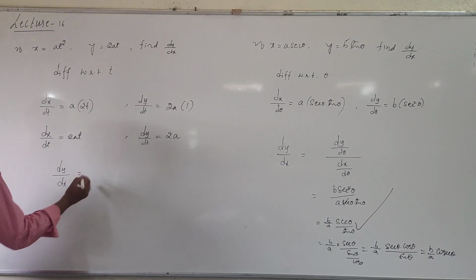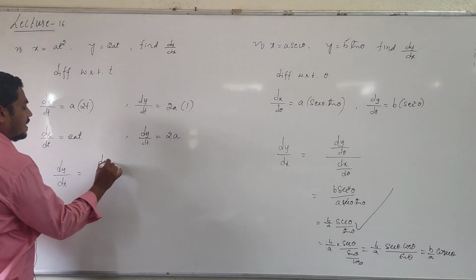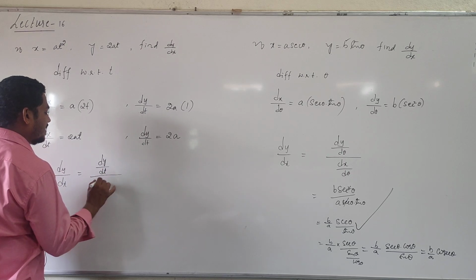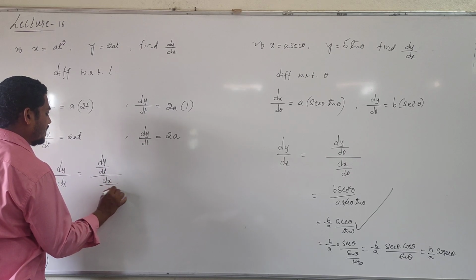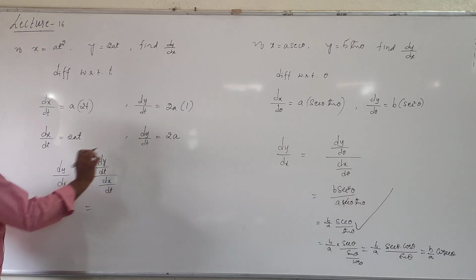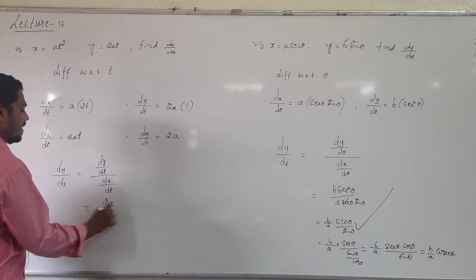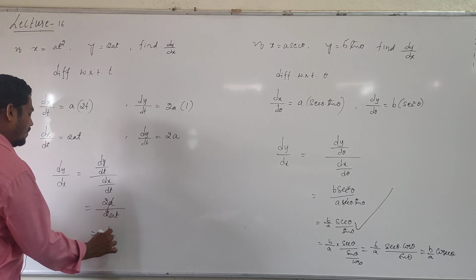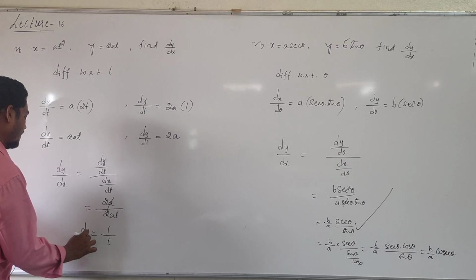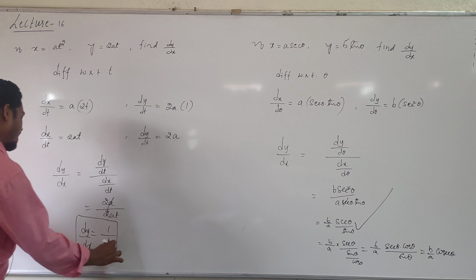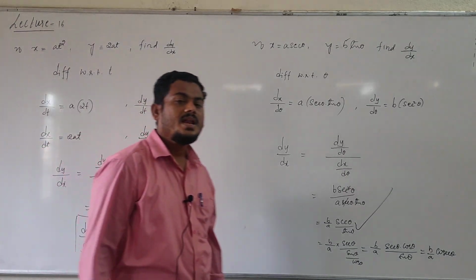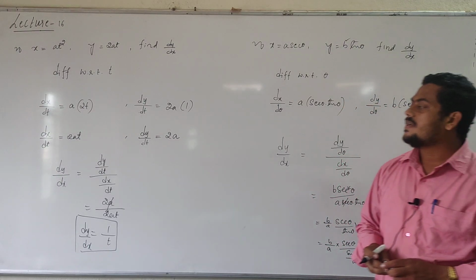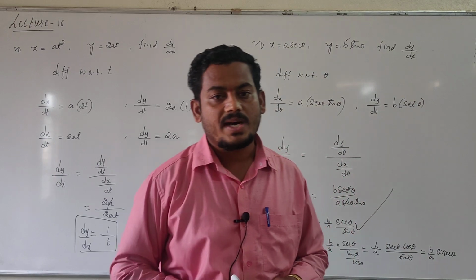Now what is our requirement? dy by dx is our requirement. What is dy by dx? dy by dt, whole thing divided by dx by dt, right? That's it. Replace dy by dt, that is 2a divided by 2at. 2a gets cancelled, we get 1 divided by t as our dy by dx. It is one of the important 2-mark questions, right? x equal to at square, y is equal to 2at, find dy by dx. This is one of the important 2-mark questions, right?